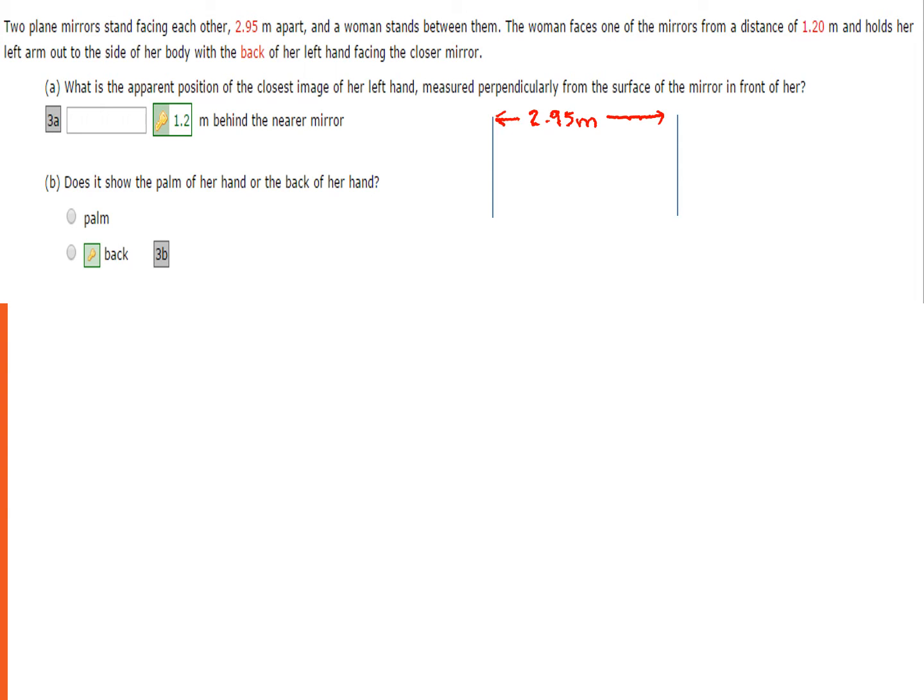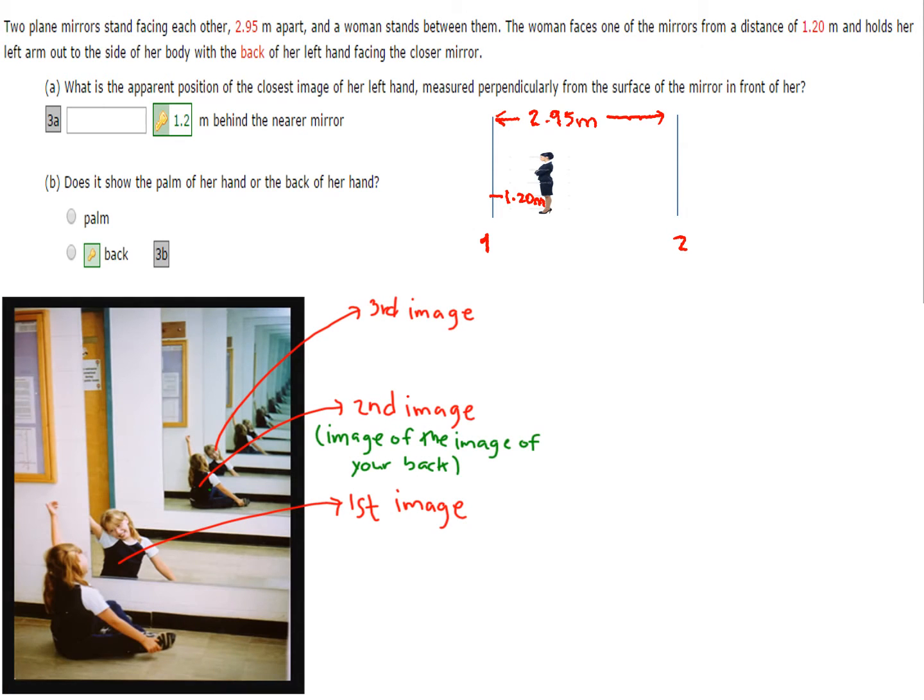And a woman stands between them. The woman faces one of the mirrors from a distance of 1.20 meters and holds her left arm out to the side of her body with the back of her left hand facing the closer mirror. So let's call this mirror 1 and mirror 2. The distance of the woman from mirror 1 is 1.20 meters. Now this problem can be depicted by this illustration here.